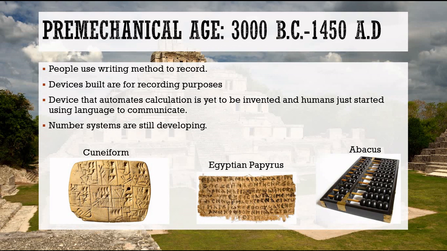The Egyptian papyrus is like a thick paper that is made from the papyrus plant. It was used to record information and messages. And the abacus was the first calculator, and it is used to perform basic mathematical calculations. So number systems are still developing.